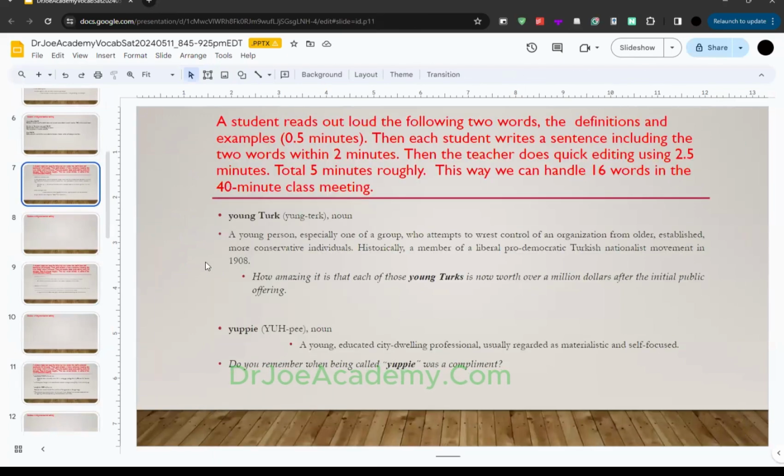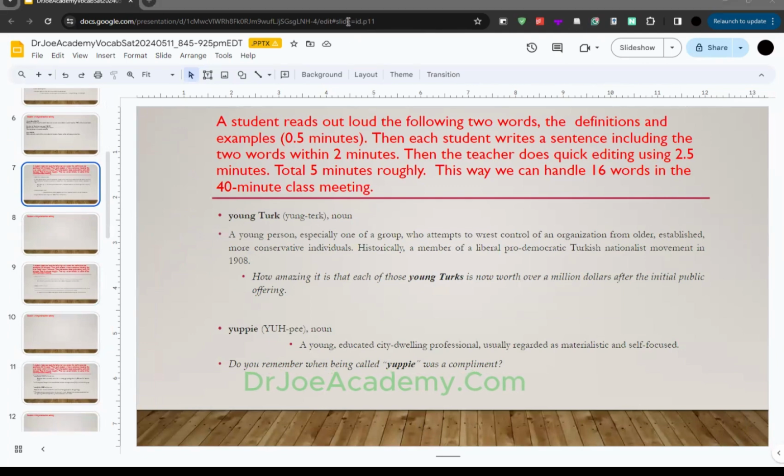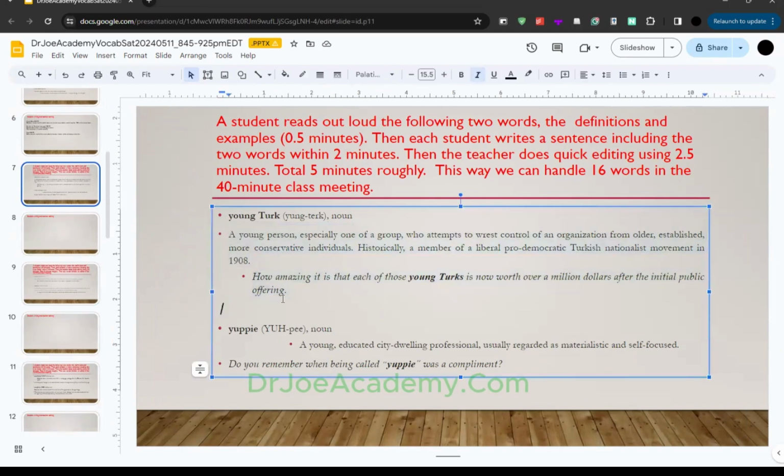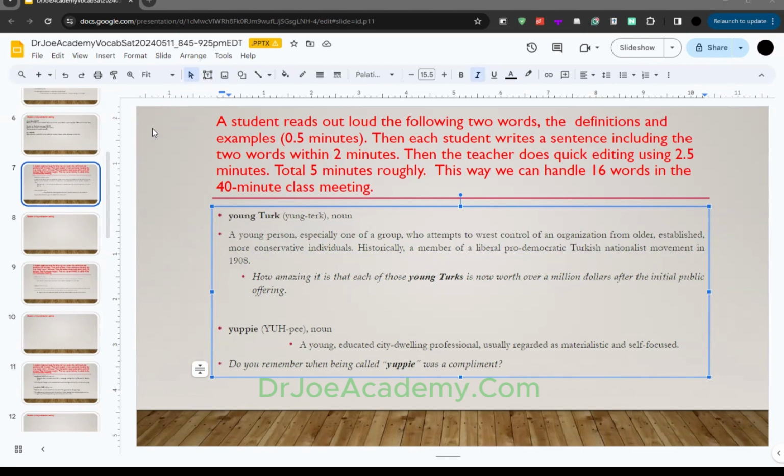Now, our next two vocab words that we're going to go over are the words Young Turk and yuppie. So let's start with the word Young Turk. Rico, do you want to read the definition and example sentence here for this word? Young Turk, a young person, especially one of a group, who attempts to wrest control of the organization from older established, more conservative individuals, historically a member of a liberal pro-democratic Turkish nationalist movement in 1908.